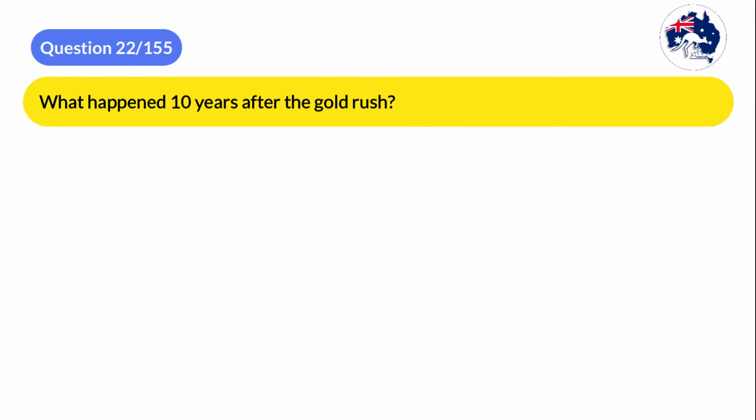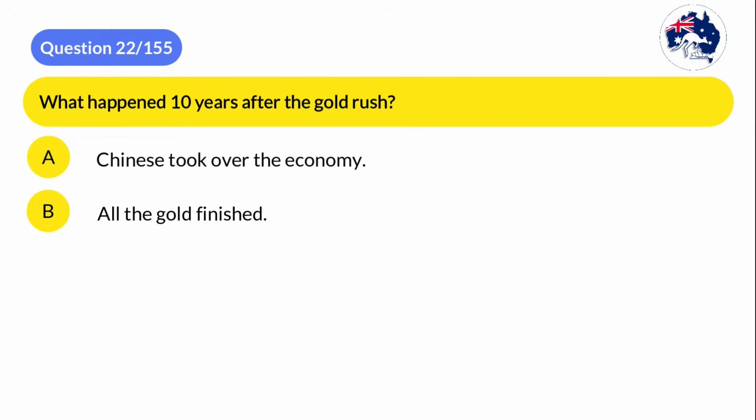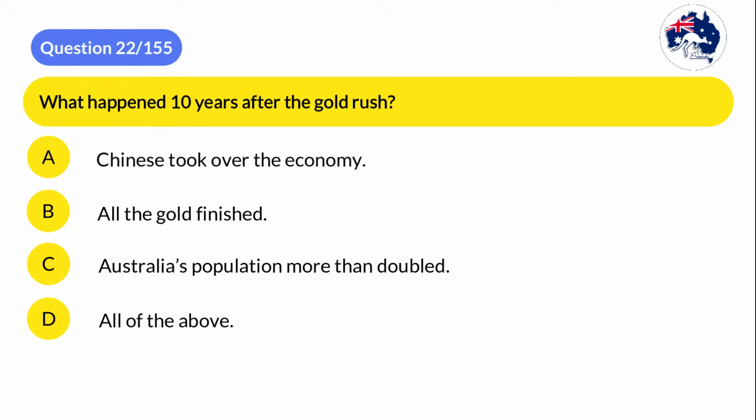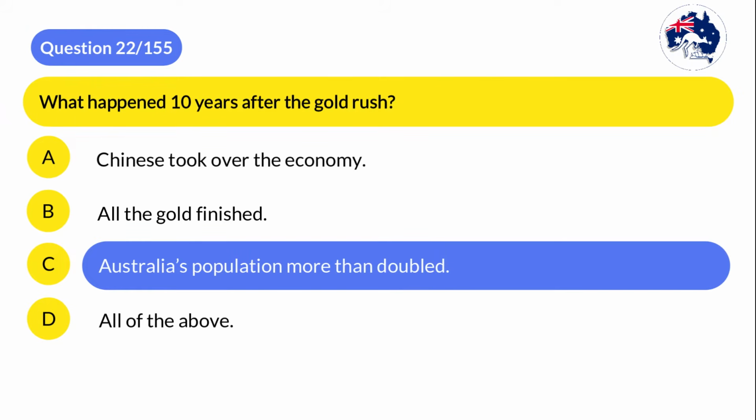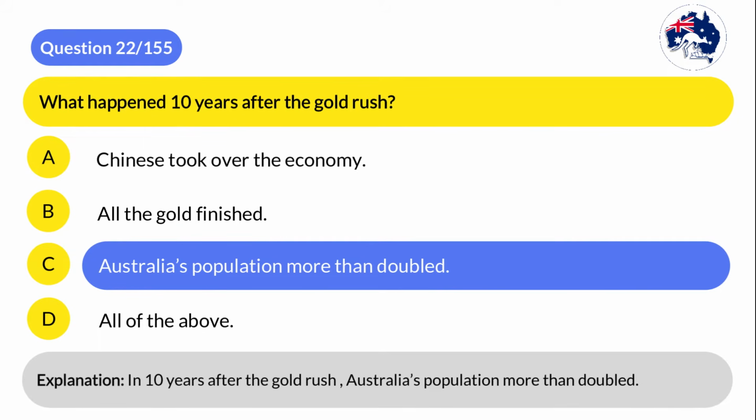Question 22. What happened 10 years after the gold rush? A. Chinese took over the economy. B. All the gold finished. C. Australia's population more than doubled. D. All of the above. The correct answer is C. Australia's population more than doubled. Explanation: In 10 years after the gold rush, Australia's population more than doubled.